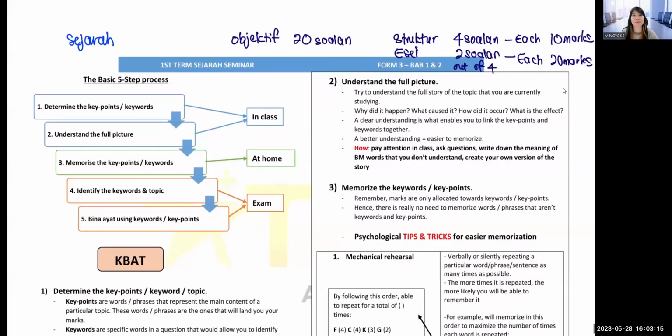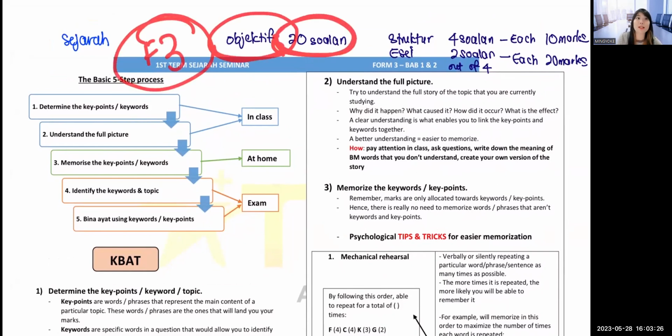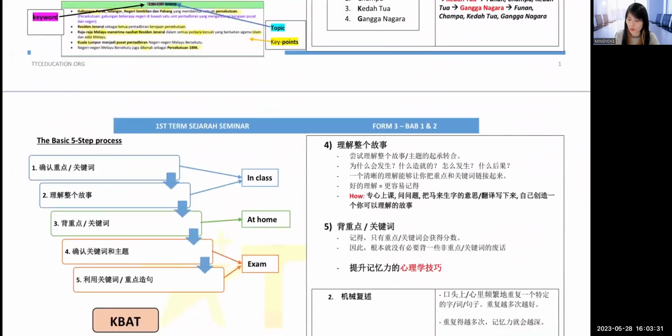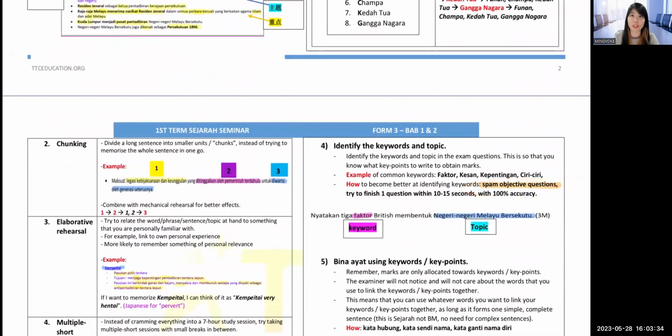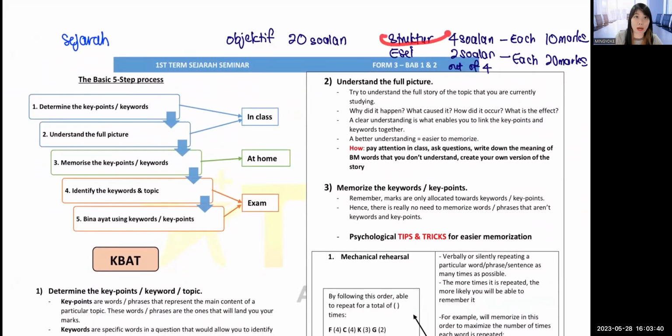Okay, let's start. Under our Sejarah, you all know that for the Form 3 exam, we have 20 objective questions. Whenever possible, you spam all the objective questions. After that, you continue to the structure section, where in your exam question you have 4 compulsory structure questions. Each has 10 marks.